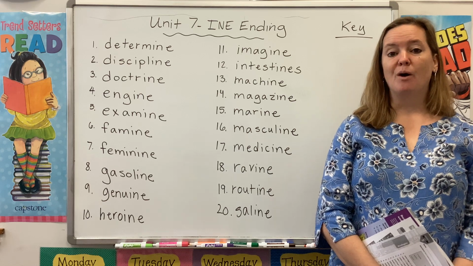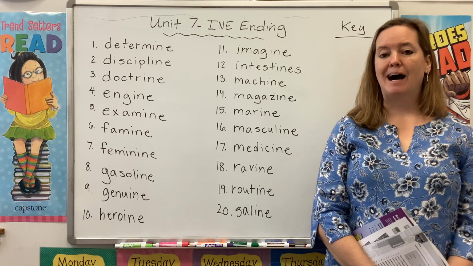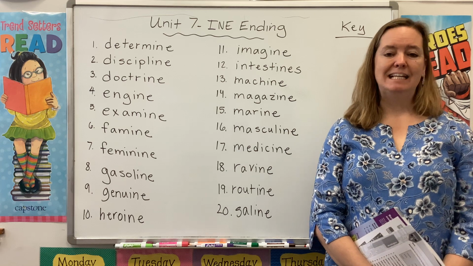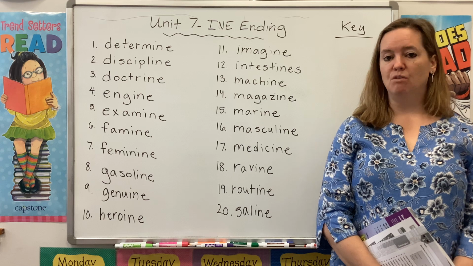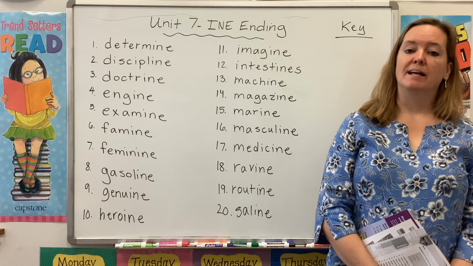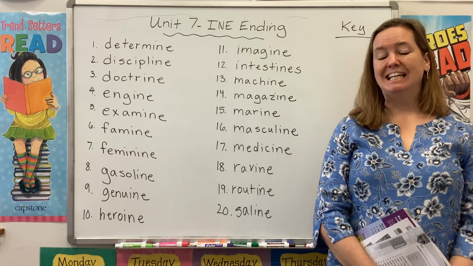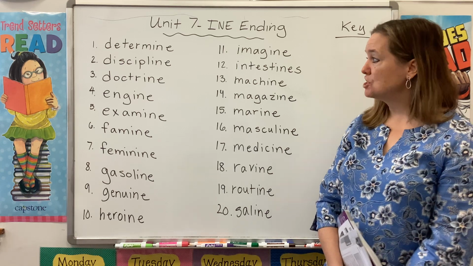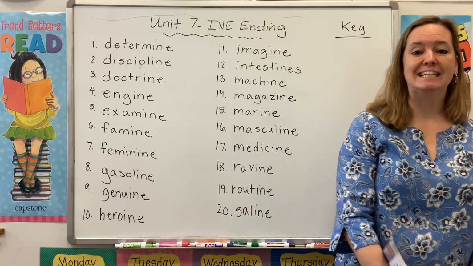All right, so this week we are starting a study of common endings. This week we're talking about INE. Now, often you can figure out the part of speech of a word just by looking at its ending. So for instance, tion, shun, is a common ending for nouns. IVE, iv, is a common ending for adjectives. Unfortunately, there's no pattern for INE.